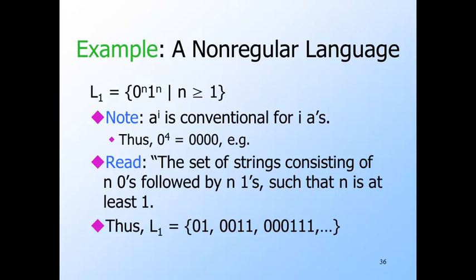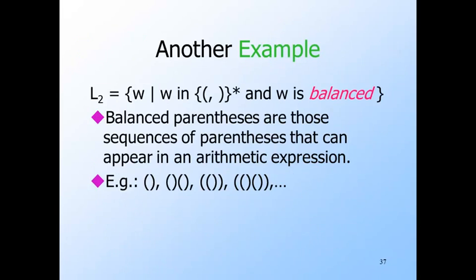0011, and so on. Here's another example of a non-regular language, the set of strings that are balanced parentheses. The strings of balanced parentheses are those that can appear in an arithmetic expression. For example, the string of left paren, right paren, can appear in an expression like a plus b times c. Or this string can appear in an expression like a plus b times c plus d.